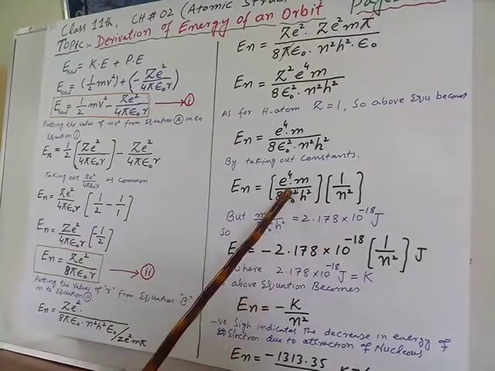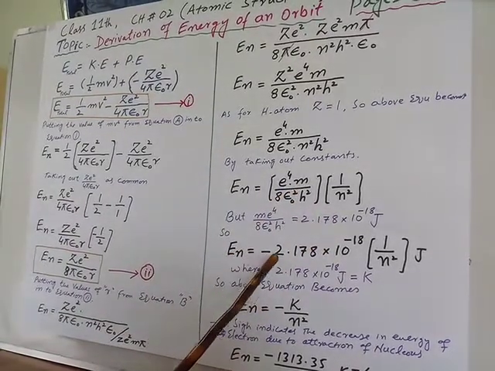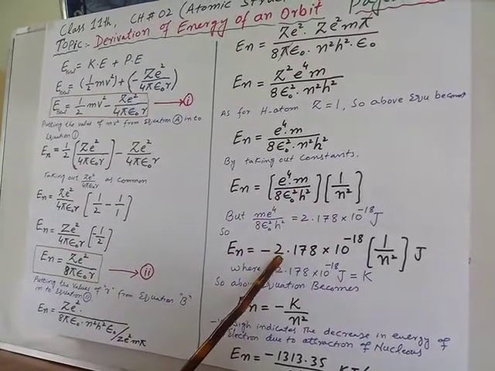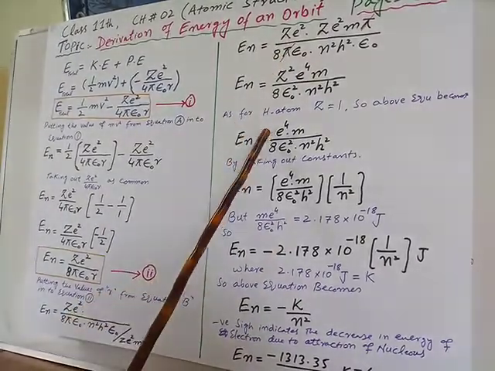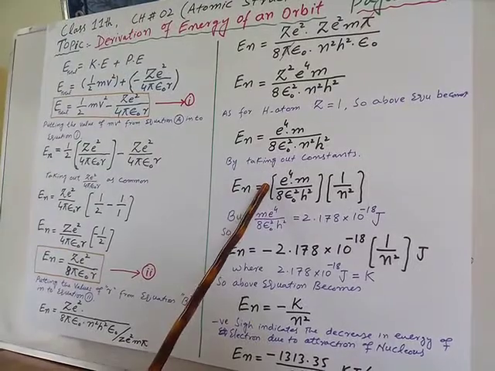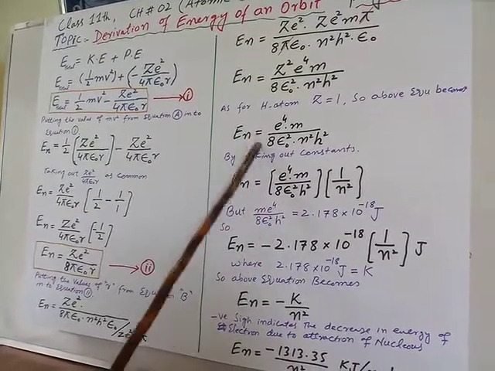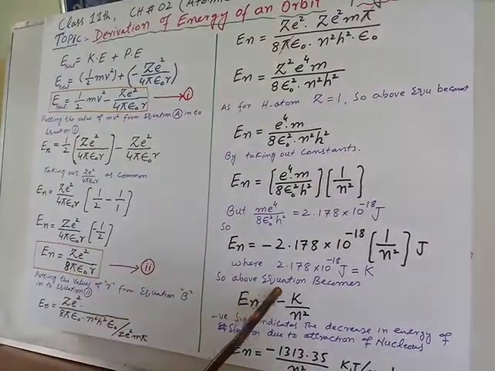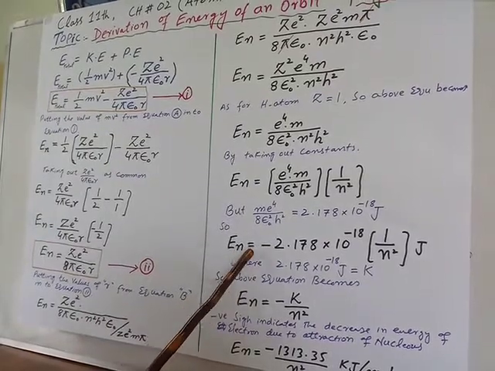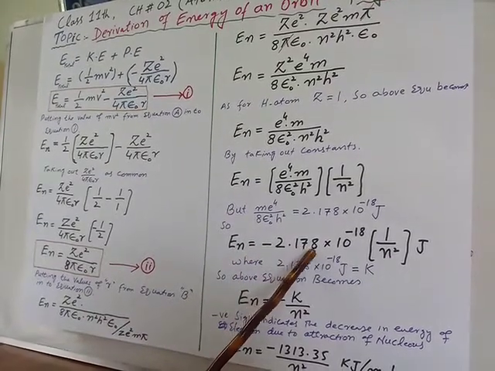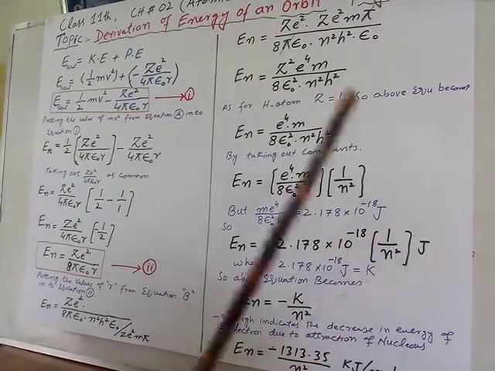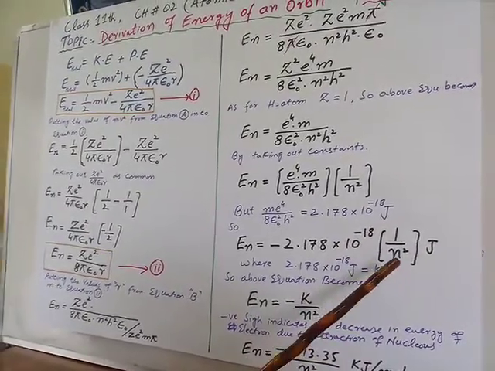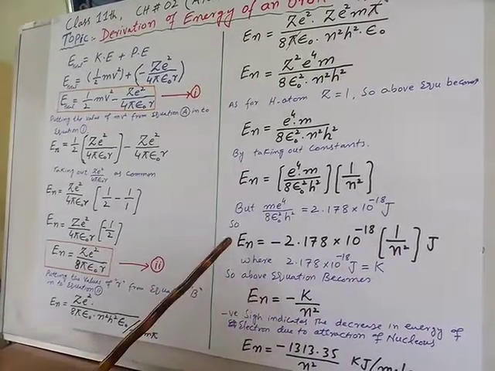So put this value here and instead of this term we will get the minus 2. Sorry, here in front of each value there is a minus sign, so please put a minus sign here. Okay, so En is equal to minus 2.178 into 10 to the raised power minus 18 into 1 by n square.